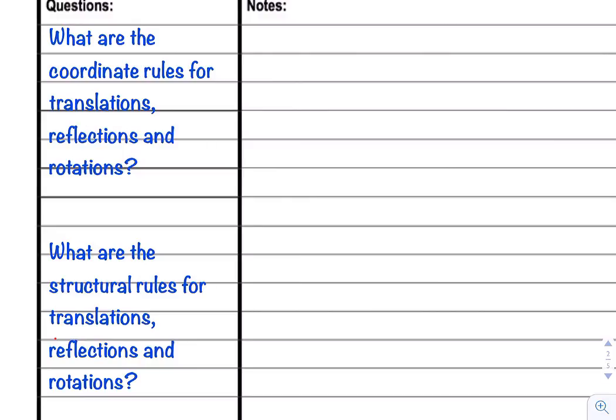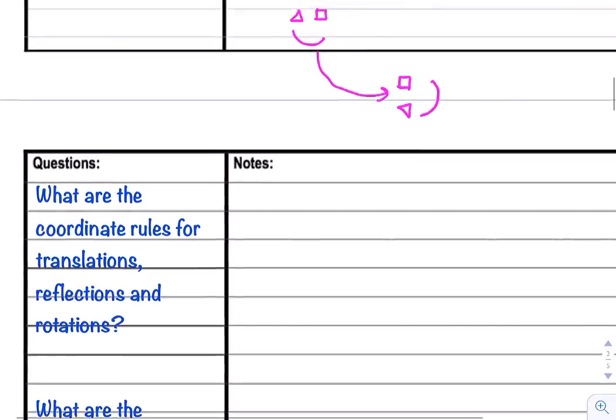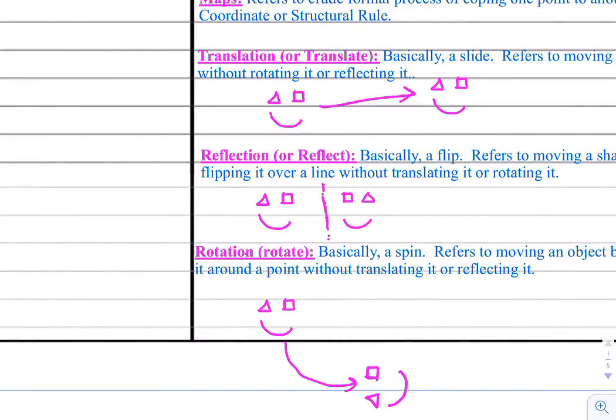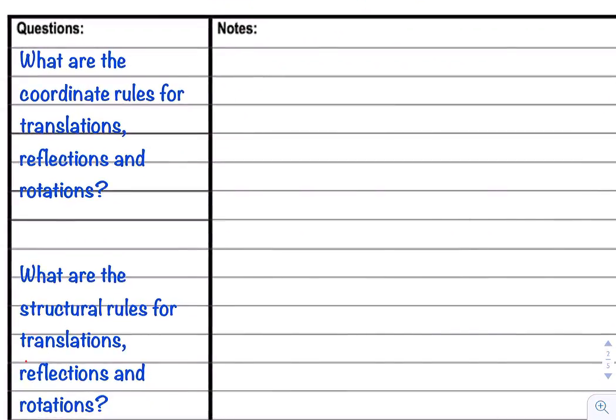And so the next thing I have for you is a series of 3 different investigations where I want you to think very carefully about what it means to do the translation, reflection, rotation, but always in the back of your mind as your learning target: what are the coordinate rules? What are the structural rules? How can you tell this thing's actually happened?